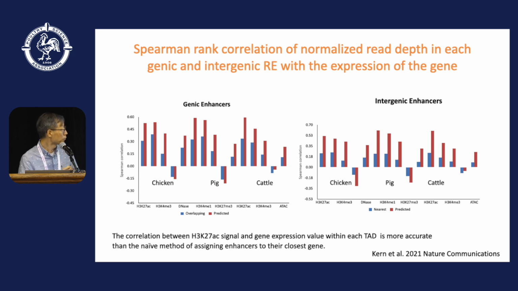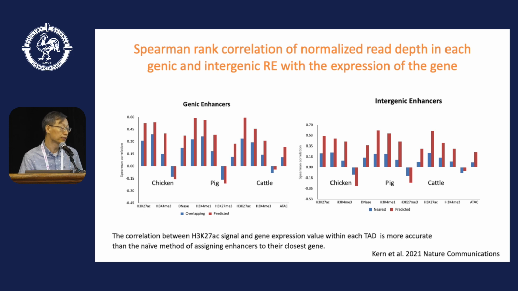So here we provide an idea across the 3 species. The blue bar is if we just look at the nearby genes, and then the other is the prediction by our CTCF and the correlation. You can see across all of the markers, the first 3 are active markers and the last one is a repressor marker. Across all of them for genic enhancers, our prediction is much, much higher than the nearby genes. And the same for the intergenic enhancers.